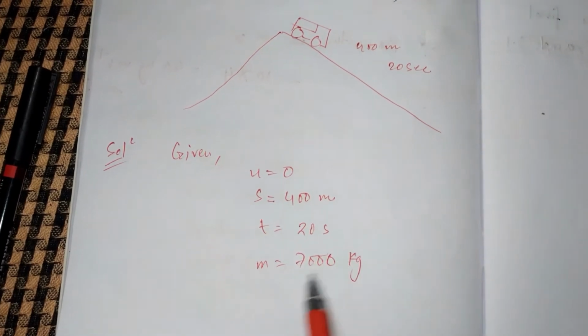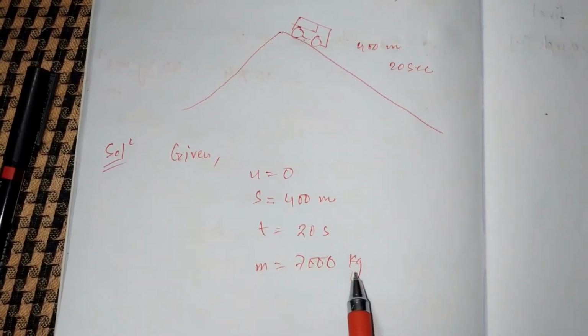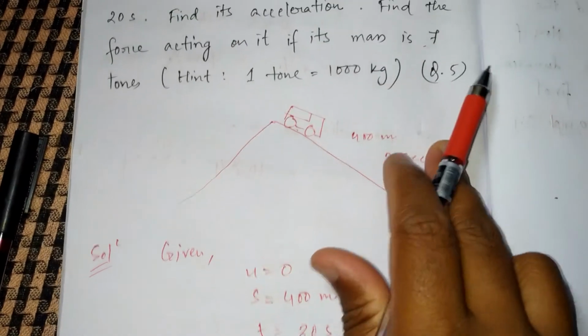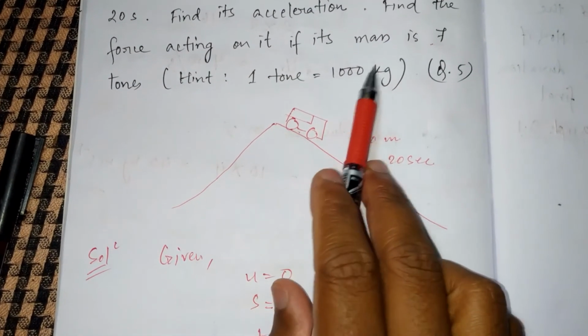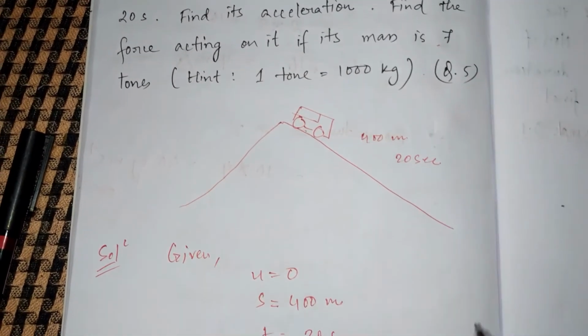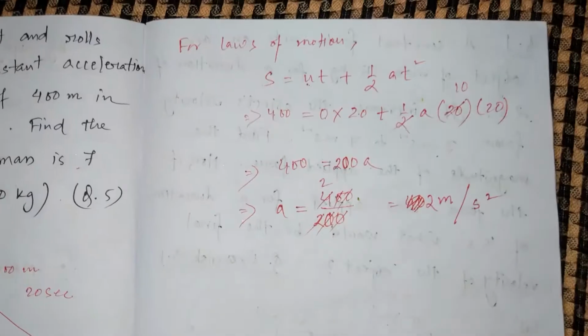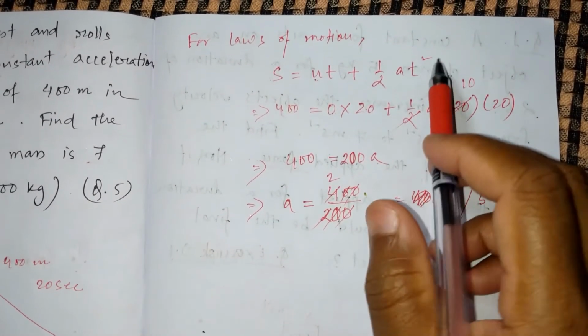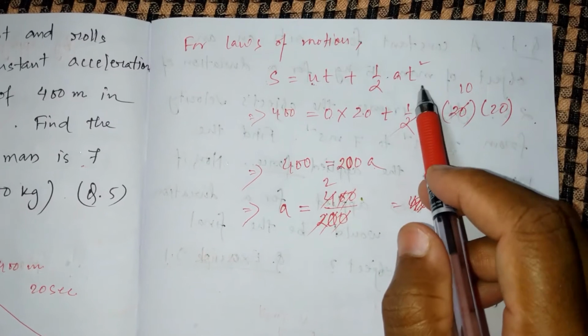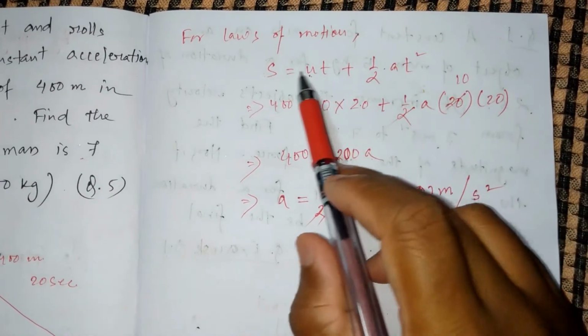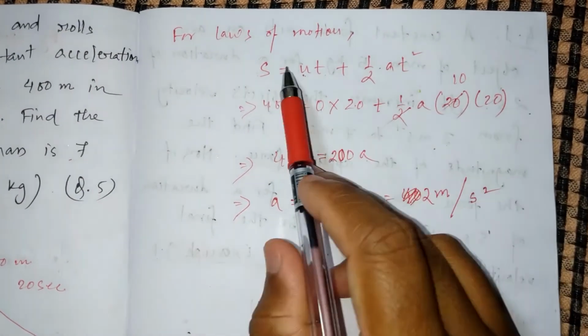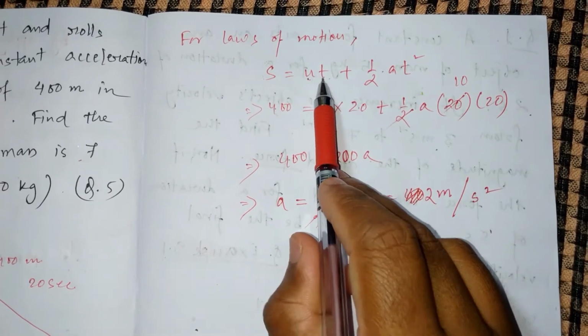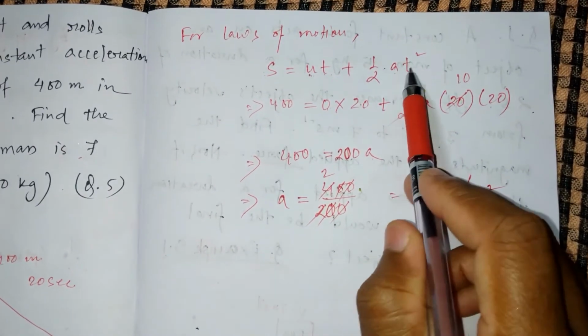Okay, the mass is 7,000 kilograms. So it says 7 tons, that means 1 ton is 1,000 kilograms, so 7 tons will be 7,000 kilograms. The value of a would be found by using this formula. This is the second law of motion, s equal to ut plus half at square. We know the value of s, u, and t, but we don't know the value of a. This way we will find the value of a.